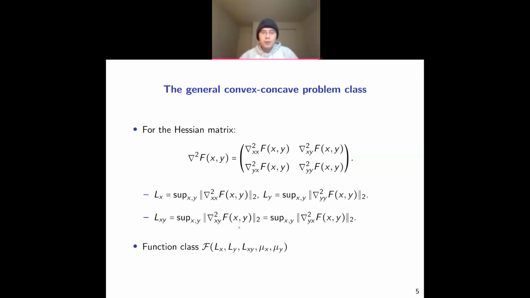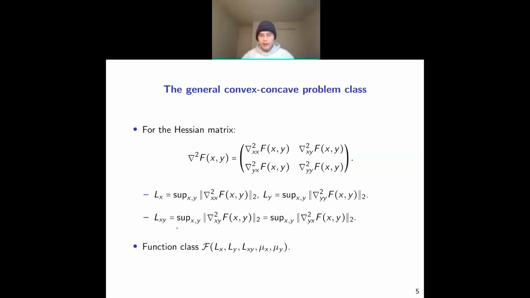In this case, we just define this function class as this one. So this whole bunch of parameters specify the properties of the problem that we're considering. I just want to emphasize that we do not assume twice continuous differentiability. This is just for illustrating the meaning of these L's.